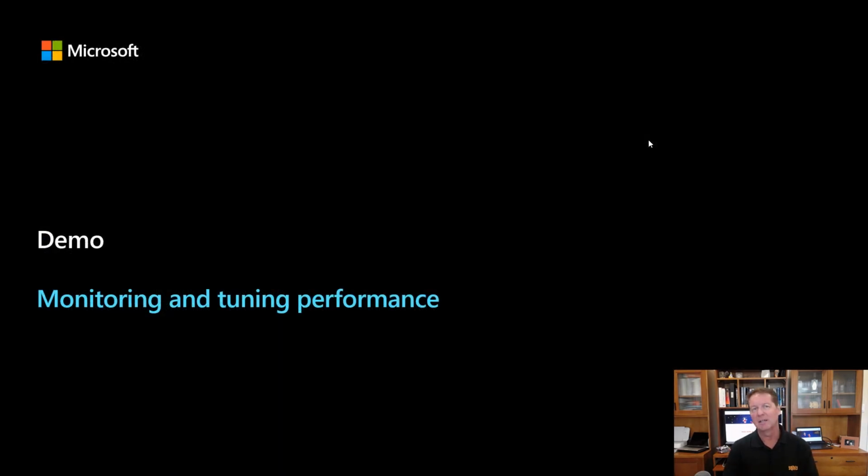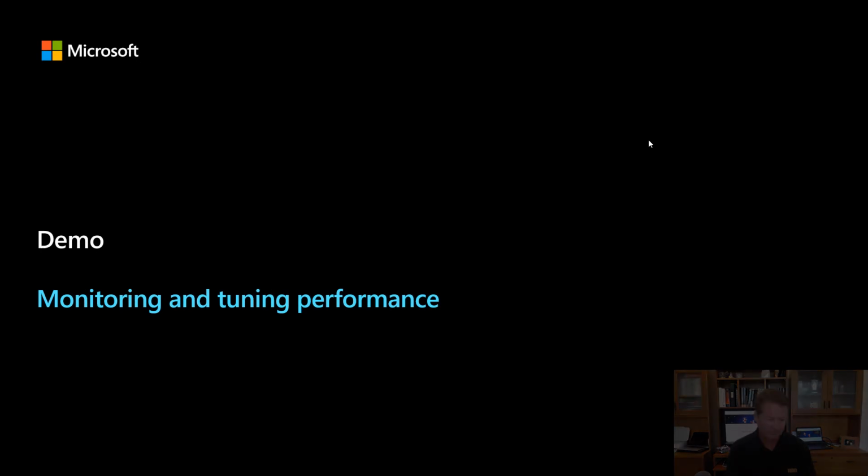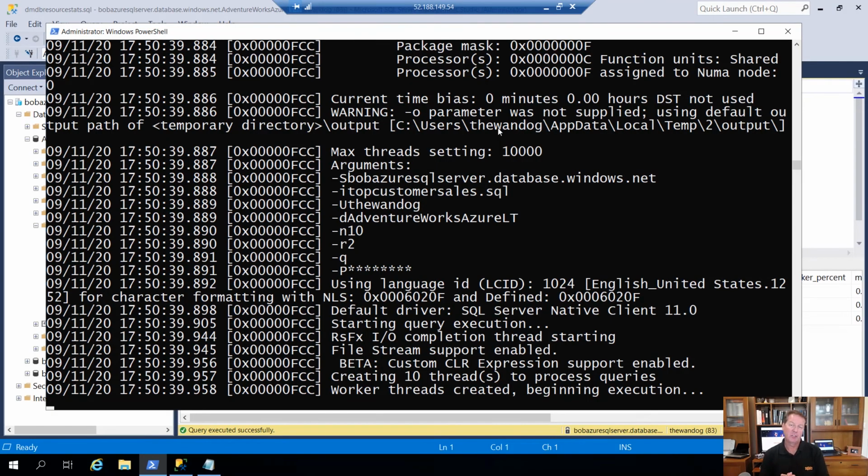Let's take a second and look at a demonstration of how you might monitor a performance problem in Azure SQL and how we can actually scale it and make it run faster. Now I have a workload I'm going to kick off and show you to monitor its performance. This is a workload running queries against Azure SQL. I'm using the popular tool OStress to run like 10 concurrent users for this query over and over.